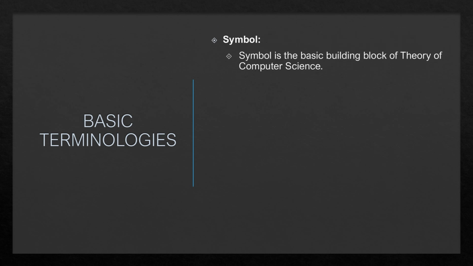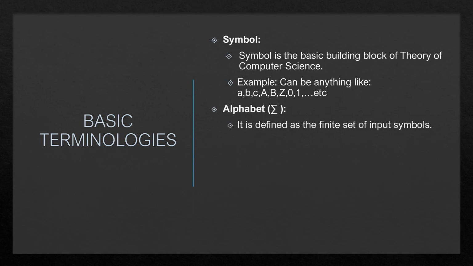So, beginning with the basic terminologies or the terms that we will be coming across throughout this course. First, we have symbol. Symbol is the basic building block of the theory of computer science. Example, it can be anything: small abc, capital ABC, or numerals such as 0 to 9, etc. The next term is alphabet. Alphabet is defined as the finite set of input symbols and it is denoted with the sigma symbol.